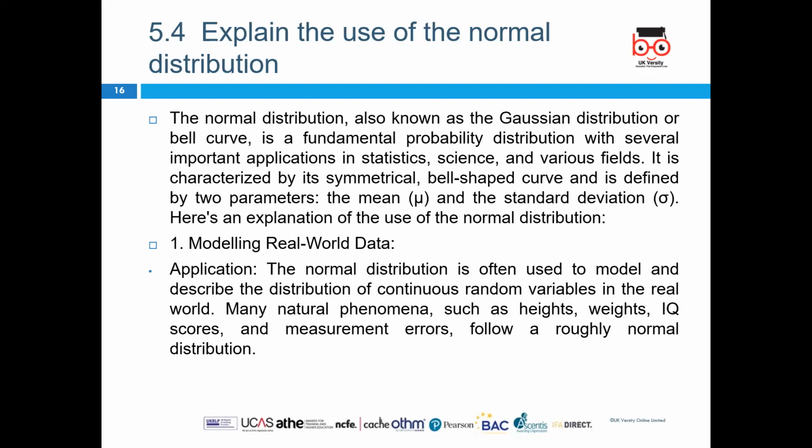So some of the real world examples of normal distribution is modeling real world data. Normal distribution is often used to model and describe the distribution of continuous random variables. Some of the commonly used examples in the real world could be heights of individuals. That could be a normal distribution, the weights, the IQ level, then you have the exam scores. All of these generally follow a normal distribution.